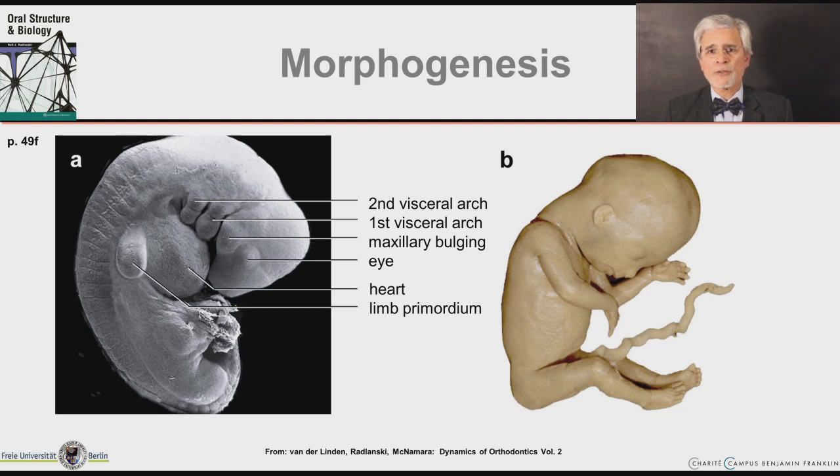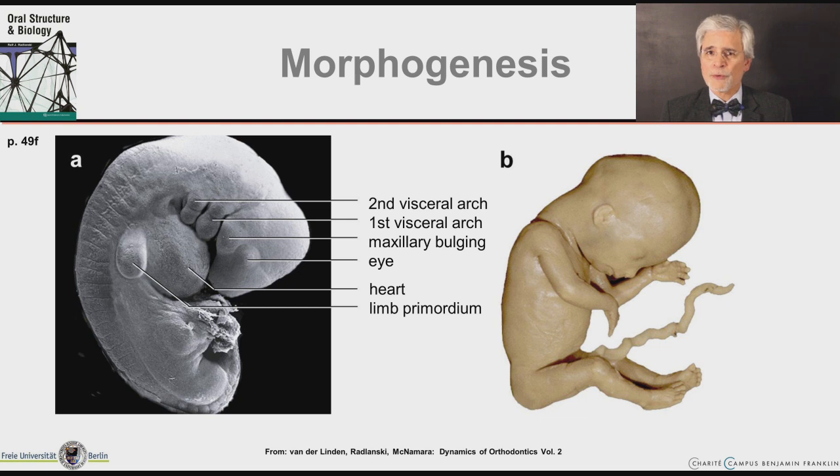For me, ultimately, facial development can only be understood if we assume the forward bending of the total body of the embryo as a prerequisite. On the left side, you can see an embryo of 5 mm crown rump length, 26 days old. It's a scanning electron micrograph. It is clearly curved. The head is bent forward so much that the forehead is in contact with the primordium of the heart.